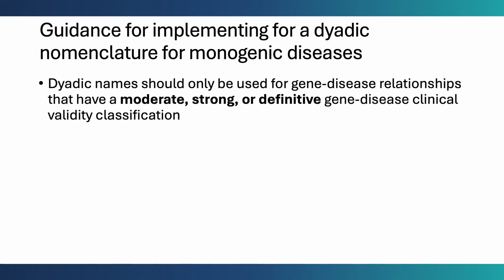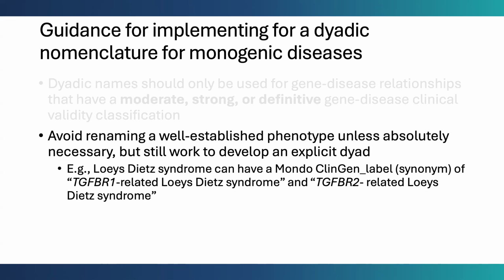So main thing, dyadic names should only be used for gene disease relationships that have a moderate, strong, or definitive classification. Do not use it for limited, disputed, or refuted. That would indicate the gene has some relationship, and our classification does not say it does. So only for those moderate, strong, and definitive. We also want you to consider avoiding renaming well-established phenotypes unless it's absolutely necessary. And sometimes it is necessary.